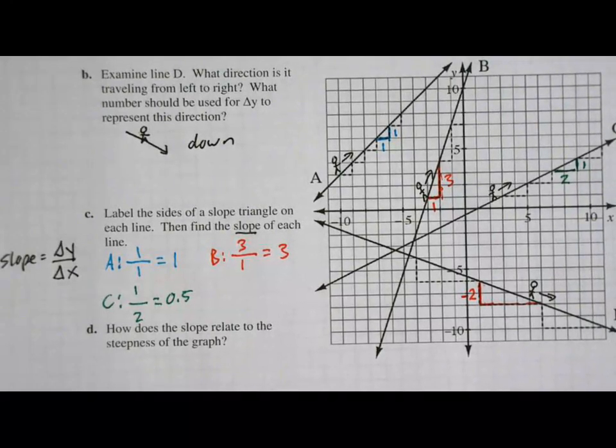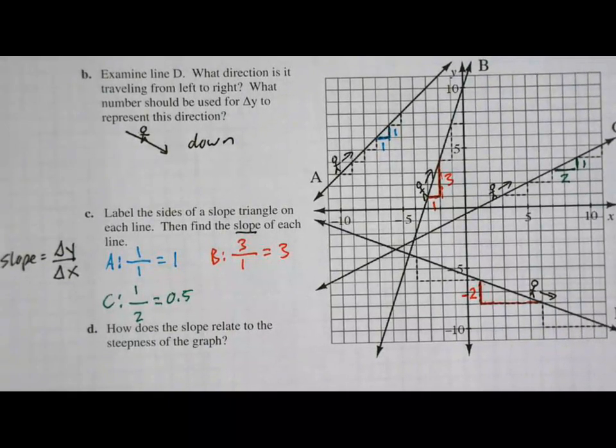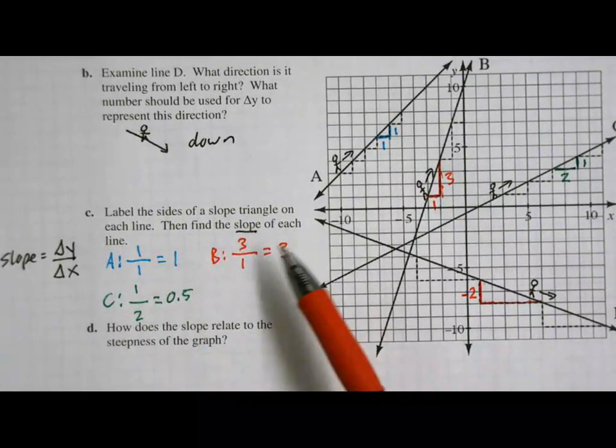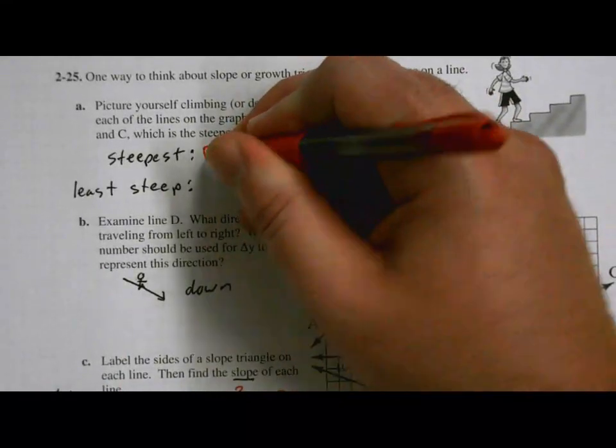All right, it is now time for us to go back and answer part A. Which of these lines is the steepest? Well, we can tell numerically because the steepest line should have the biggest slope. As I'm looking at these numbers, the biggest number that I see is 3. So B is my steepest line.